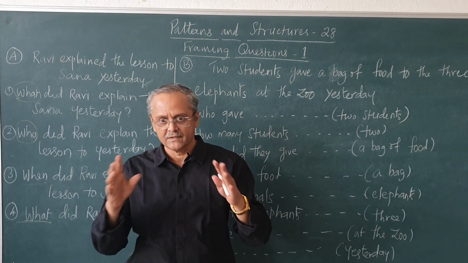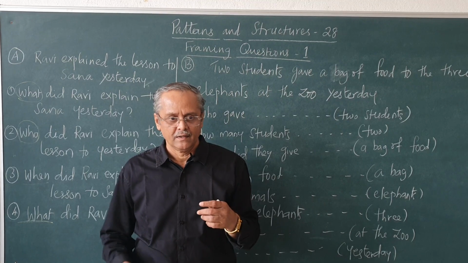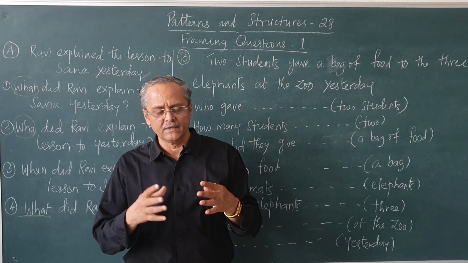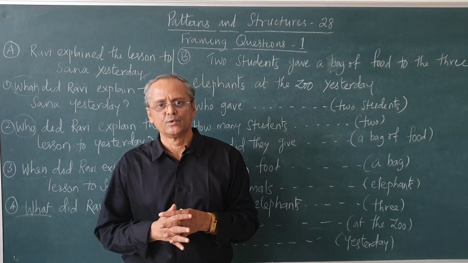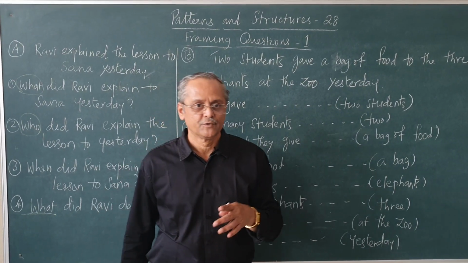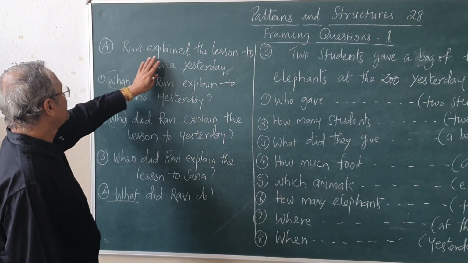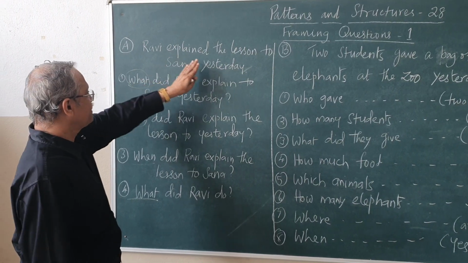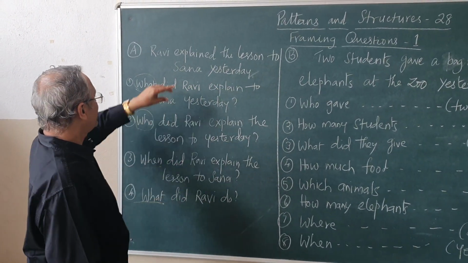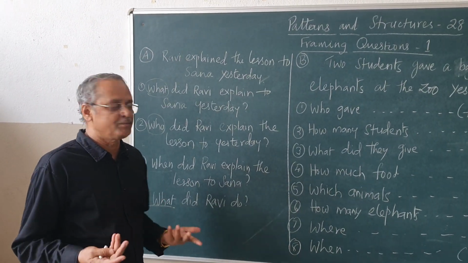So, let us see some of the methods and the ways in which we can organize our class and design our interaction through which children acquire the skill of framing proper questions. So, see here, for example, if we write a sentence like this, Ravi explained the lesson to Sana yesterday. From this sentence we should make children frame as many questions as possible.